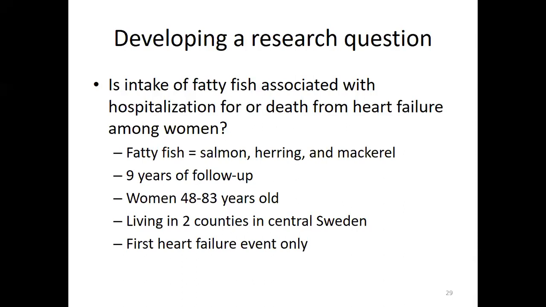We talk about fatty fish intake specifically because of the way that we measure diet. We're talking about salmon, herring, and mackerel. This is Sweden, so people eat herring and mackerel there in ways people in the US really wouldn't. We have about 9 years of follow-up. We have middle-aged and older women, 2 counties in central Sweden, and we're only looking at women who did not have heart failure and looking at developing their first heart failure event.